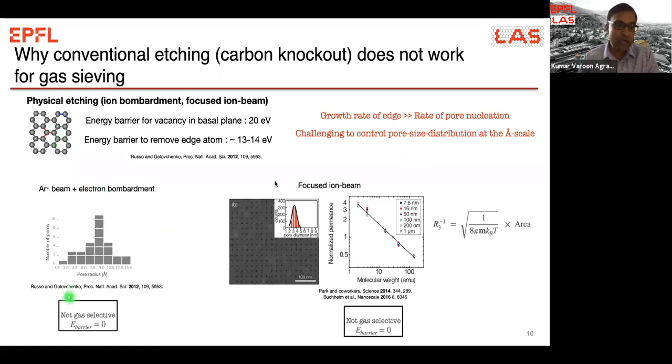A few examples are worth noticing here, and I want to discuss those. For example, the work by Russo and Golovchenko, published in PNAS 2012, where they were able to make 2 nanometer size pores by a decoupled method. That was the state of the art back in 2012. And more recently, I think 5 years back, Park and co-workers reported a focused ion beam based method to drill 3 nanometer pores in graphene, right?